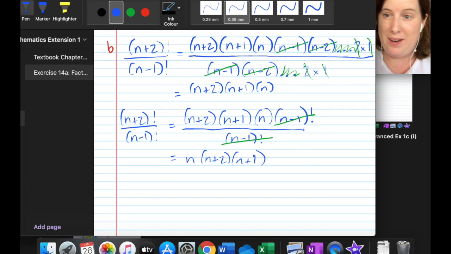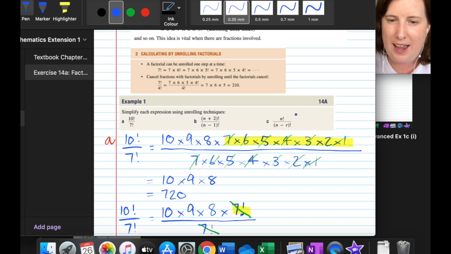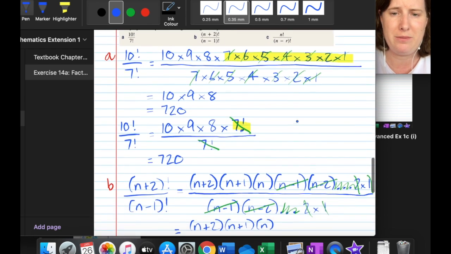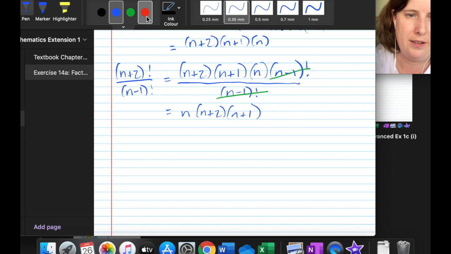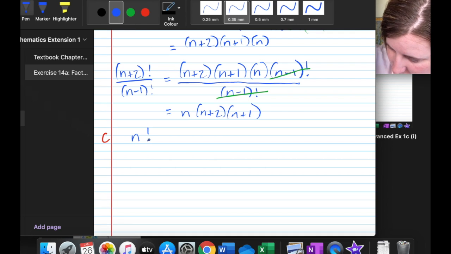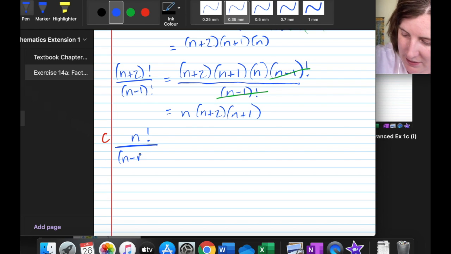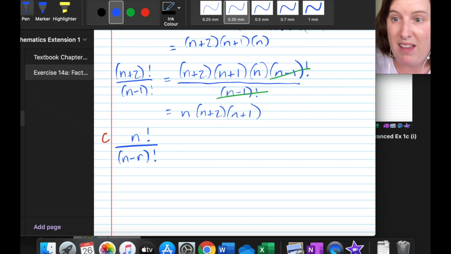Now, the last one's a bit harder because it's really generalized. N factorial over n minus some other number r. This is actually a very useful thing later on in this chapter. You're going to be seeing this a lot, but we're just going to deal with this at its face value. So, I'm going to rewrite this. We have n factorial. So this is just some generic number. It could be 8, it could be 17, it could be 332 million. Over n minus r factorial. So this is r less than n.